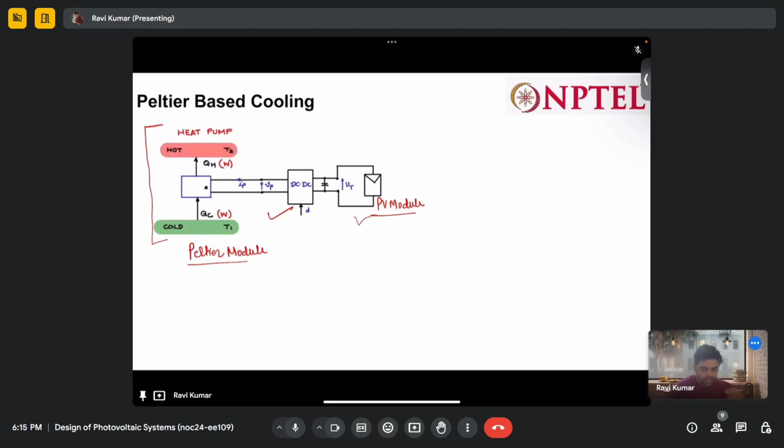Okay, so yes, we have this Peltier based system. We have the Peltier module and the PV module, and using a DC-DC converter, we connect the PV module with the Peltier system, and it becomes an entire photovoltaic based system.